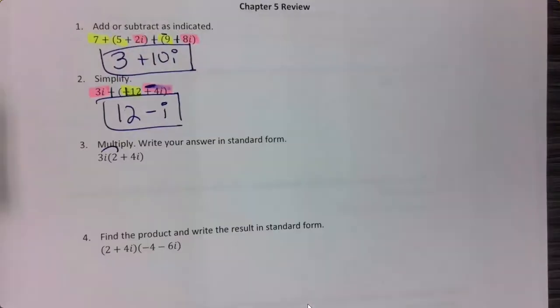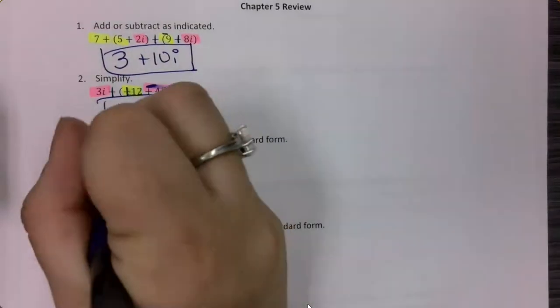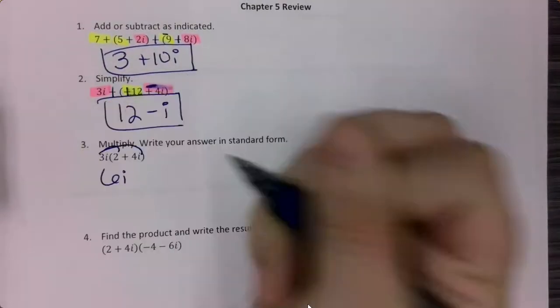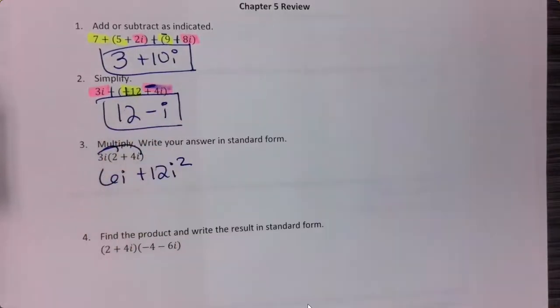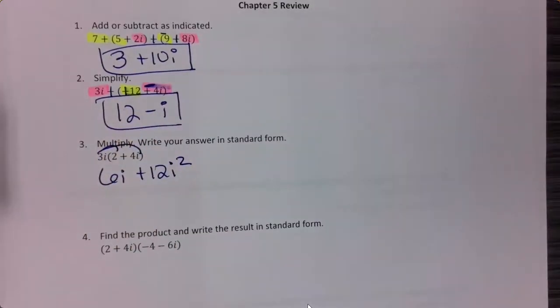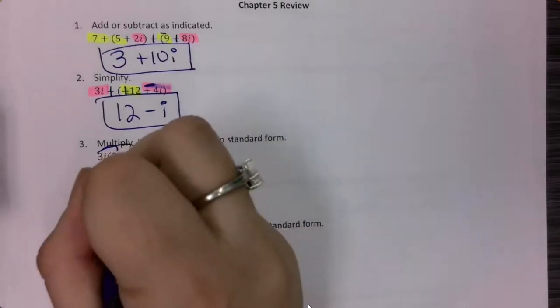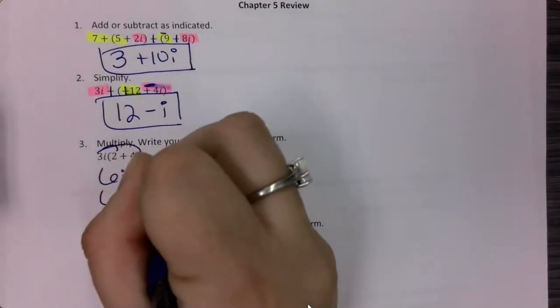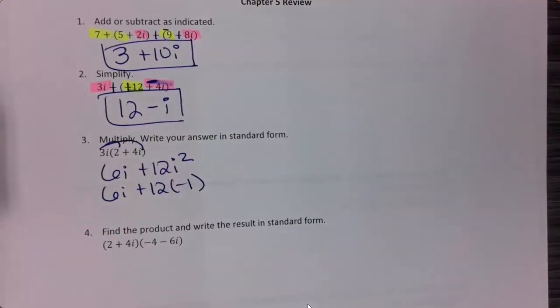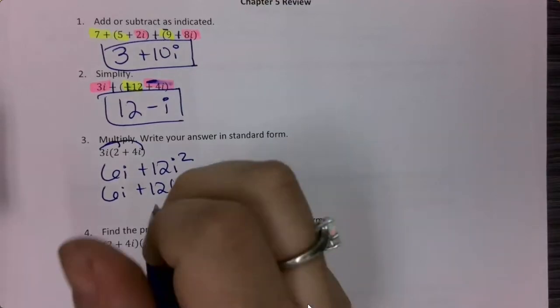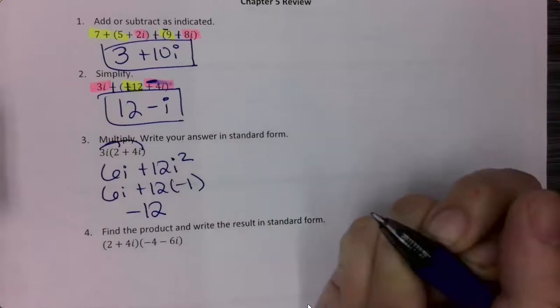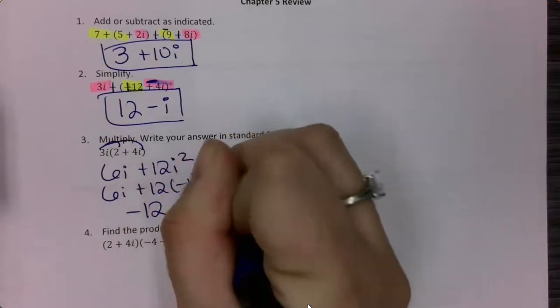Number 3 wants me to multiply and then write my answer in standard form. So I'm going to distribute. 3i times 2 gets me 6i. 3i times 4i is going to get me 12i squared. Remember, whenever I have i squared, this gets replaced with negative 1. So if I multiply this together, it's going to give me negative 12, but that is my real part, so real parts always come first. So I'm going to have negative 12 plus 6i.